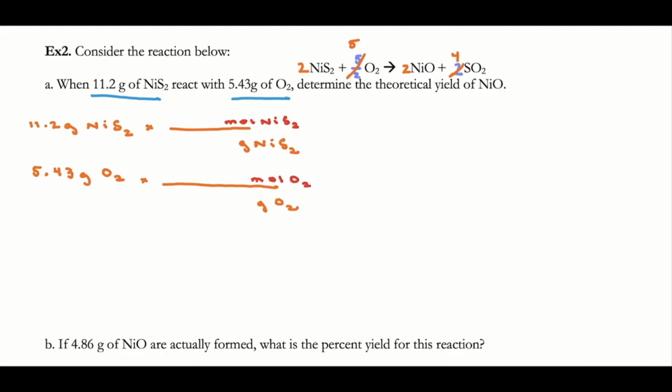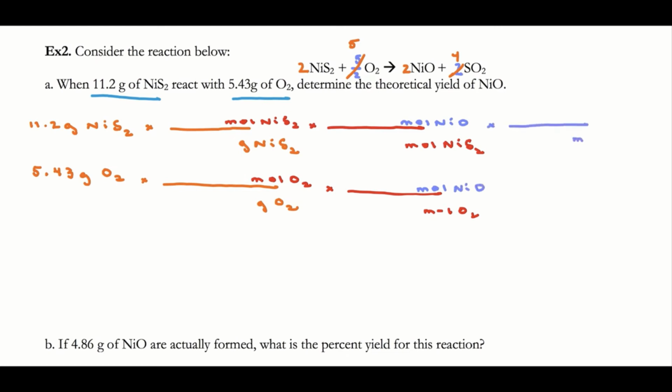Okay, now I need to get out of moles of my reactants and into moles of nickel oxide. Okay, and the last step, because I want to know the theoretical yields, I want to get into grams now of nickel oxide for both of these. Okay, so last step, get into grams. All right, and let's get all of our conversion factors now.